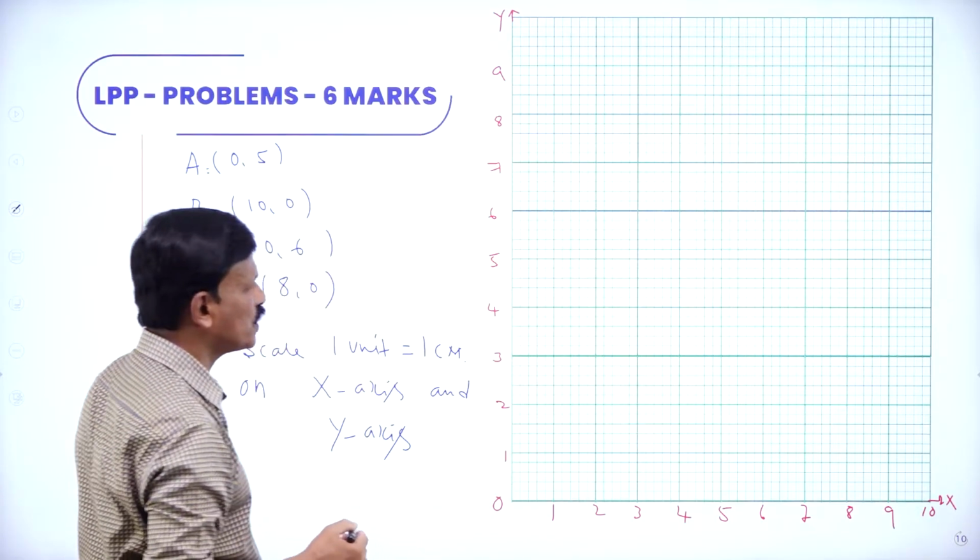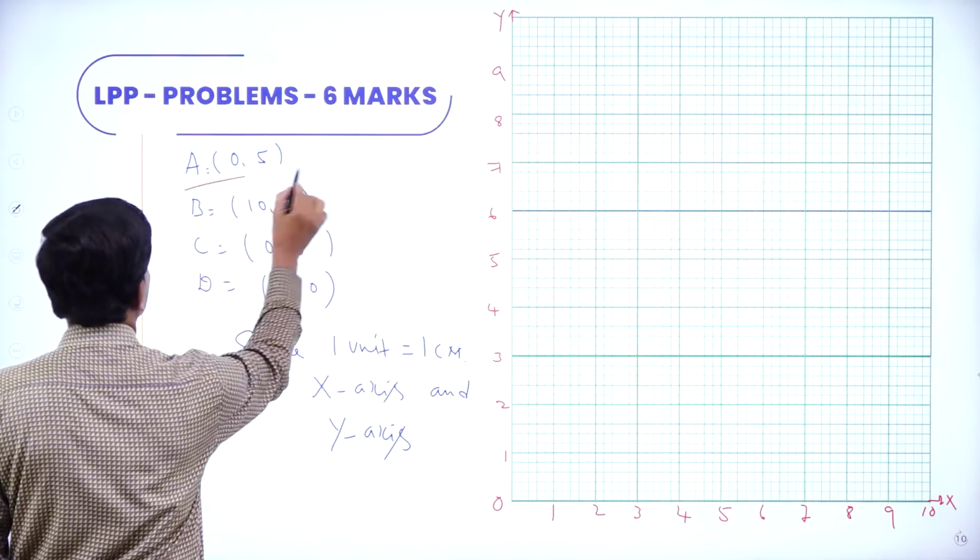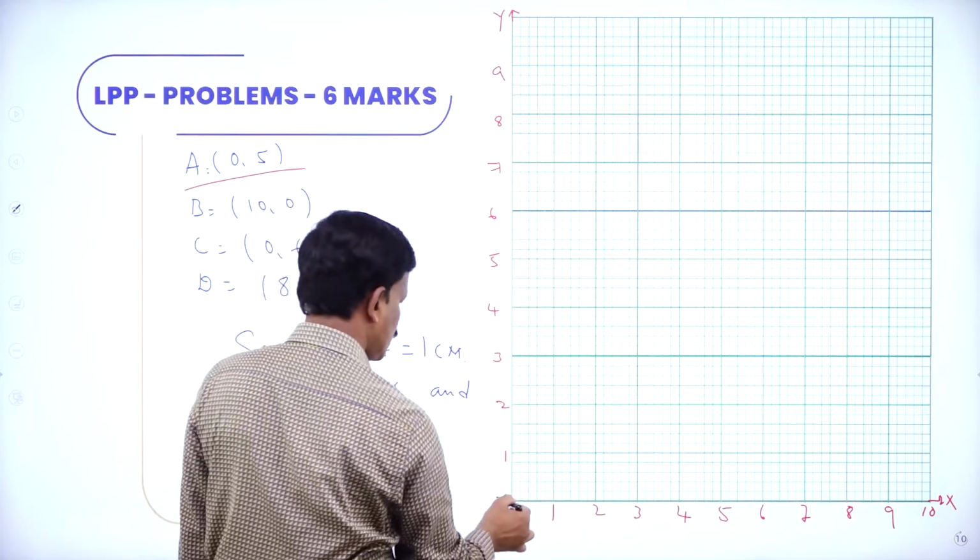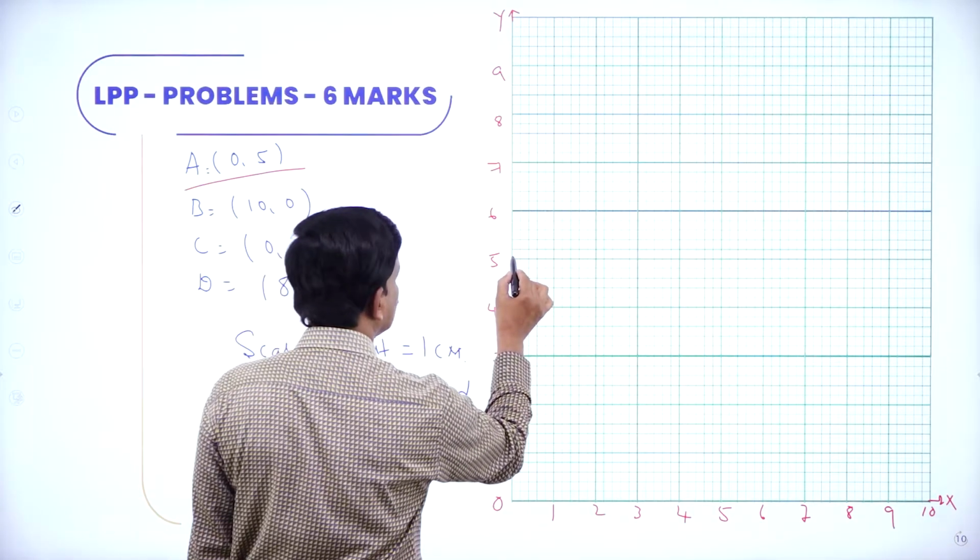Now, let us come to the first point. What is A? A is 0, 5. X is 0, y is 5. 1, 2, 3, 4, 5. This is A.